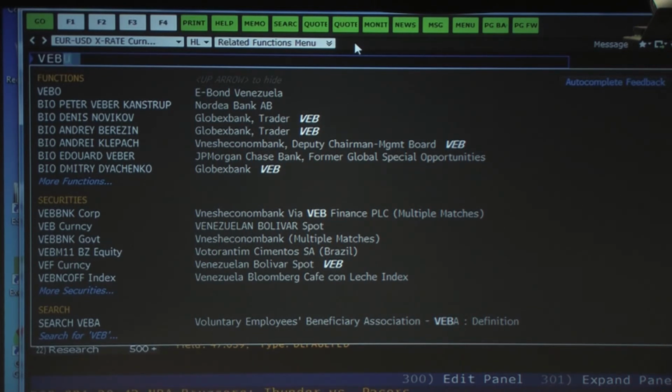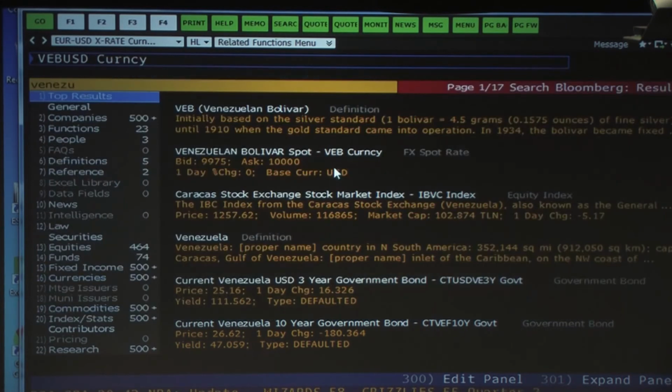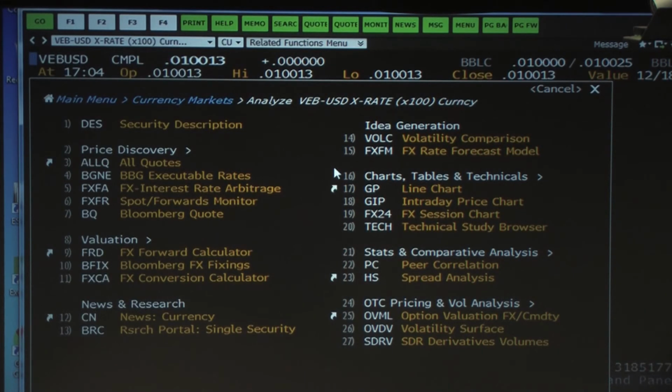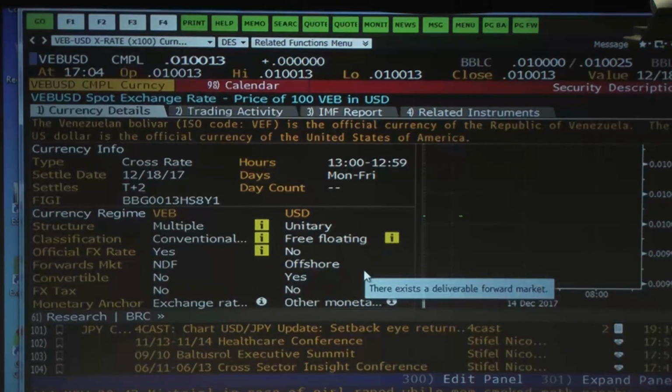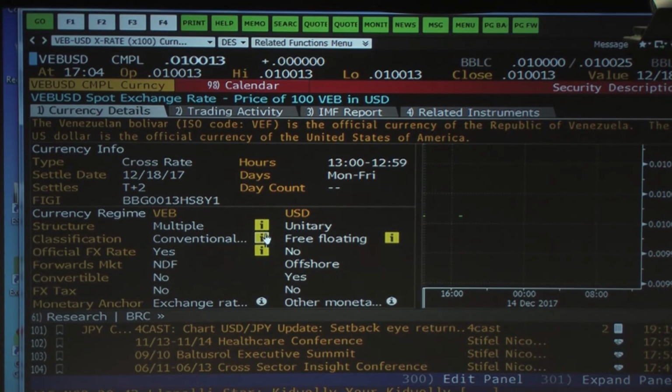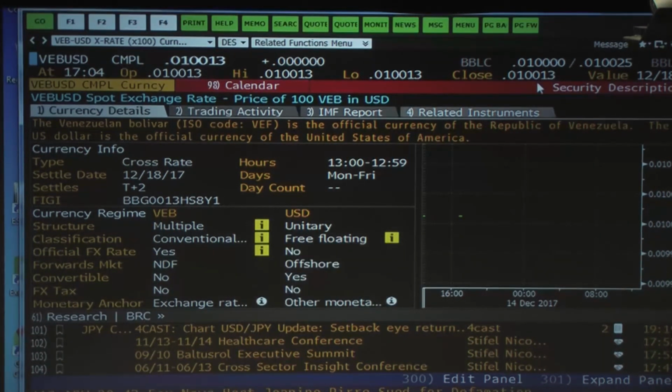If we look at the Venezuelan bolivar versus the dollar, we click on the currency here. We can see there's been no change because one currency is fixed versus the other. It means that country will not allow the value of that money to trade freely on the world market. If we go to the description function DES, we can see that Bloomberg lists this as a conventional, I'm guessing a conventional peg. Let me just see.